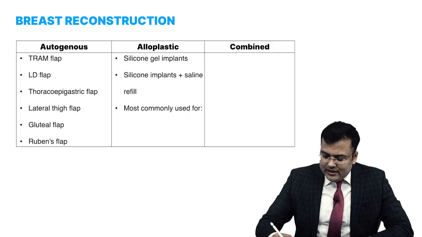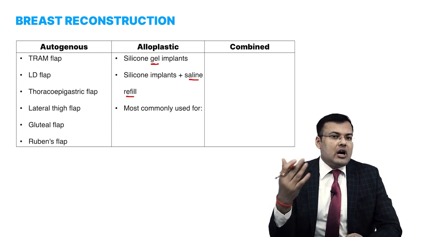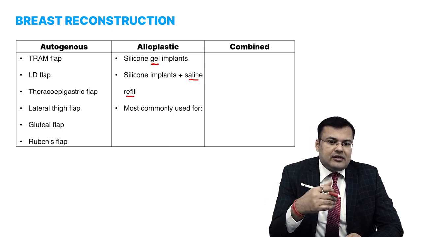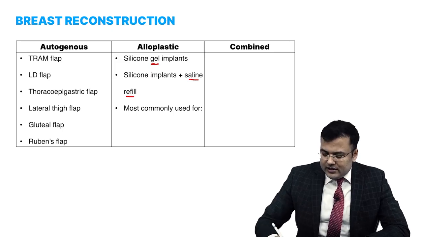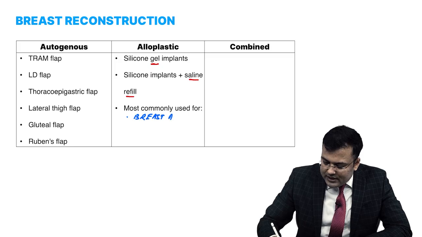So you can see silicon gel implants and silicon implants with saline refill. You know that worldwide, the most commonly used method for breast augmentation as well as breast reconstruction is silicon implants. It is most commonly used for breast augmentation and breast reconstruction.